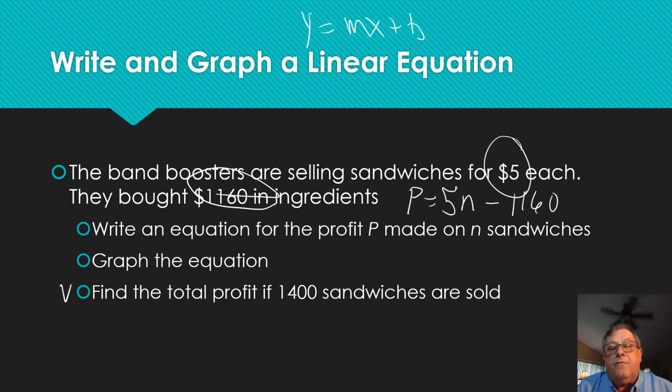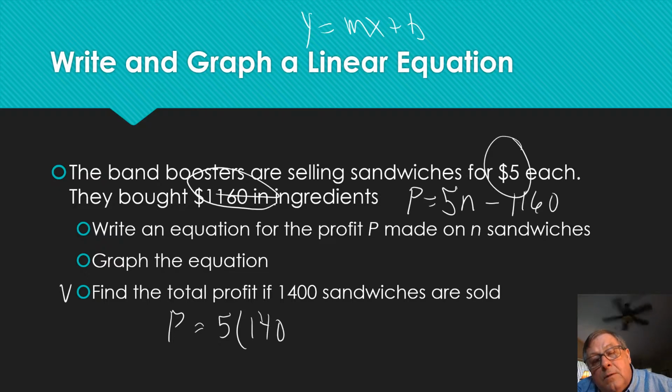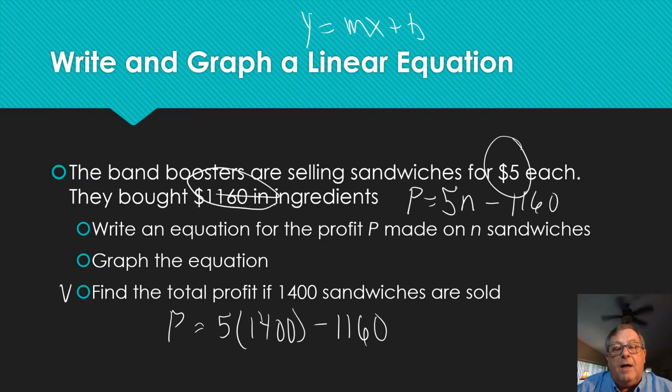What's the total profit if 1,400 sandwiches are sold? Well, P is my profit. I'm selling the sandwiches for $5 each. If I sell 1,400 sandwiches, less my expenses of 1,160, that should give me my profit. So let's see, 5 times 1,400. Well, 5 times 1,000 is 5,000, and 5 times 400 is 2,000. So if I sell 1,400 sandwiches, that's going to be $7,000, I believe.